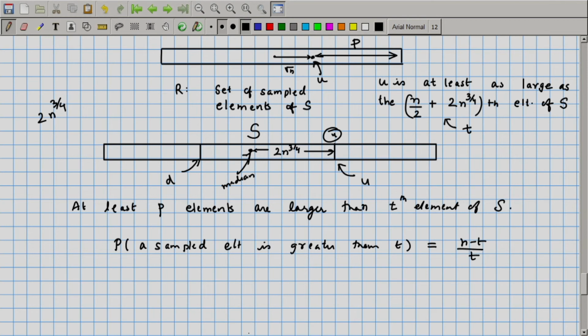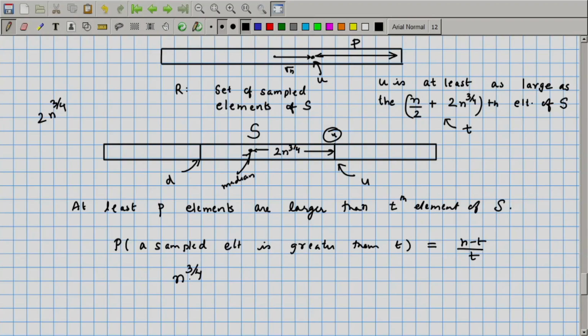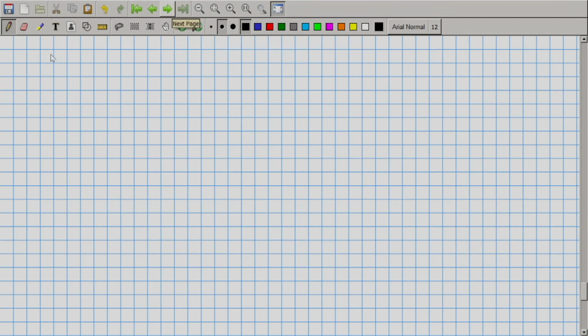Okay. So, now we have picked n raised to 3 by 4 samples. We need to estimate what is the probability that P of those samples are greater than T. So, we will compute that. So, let us say X denotes the random variable.